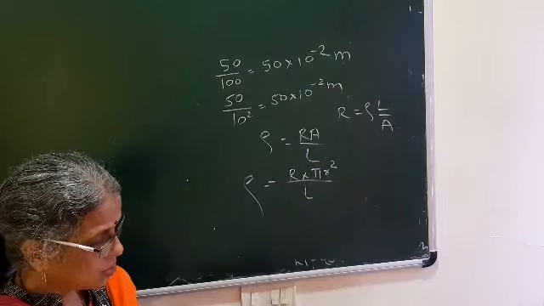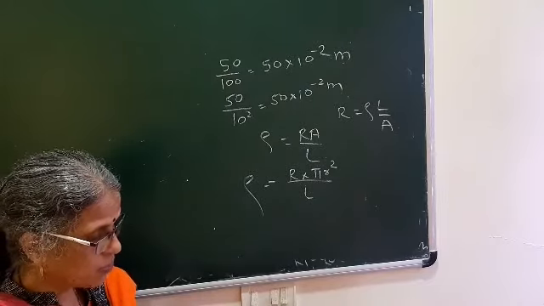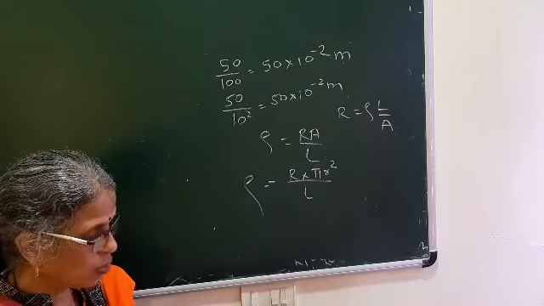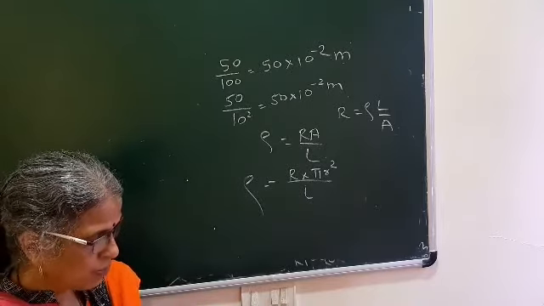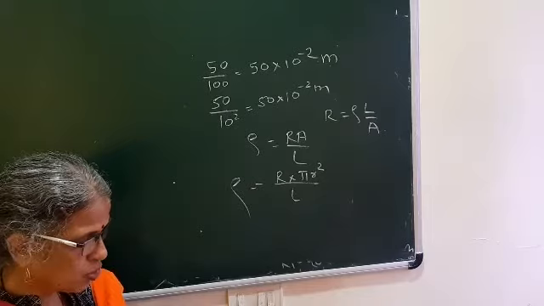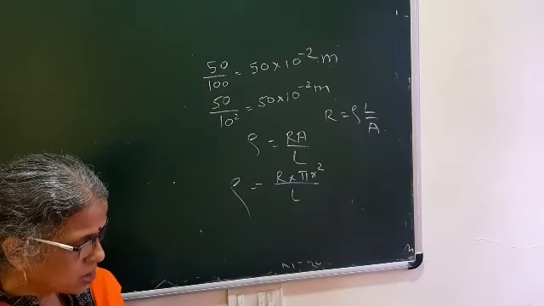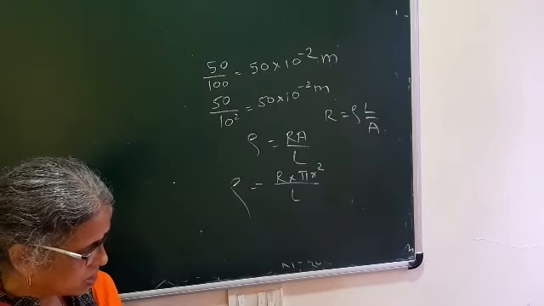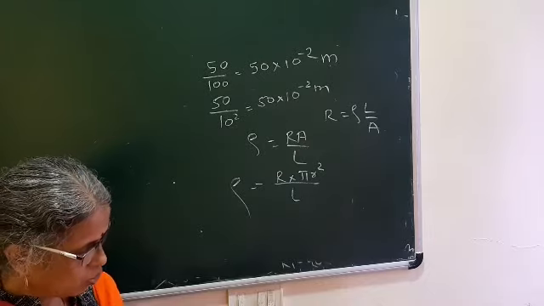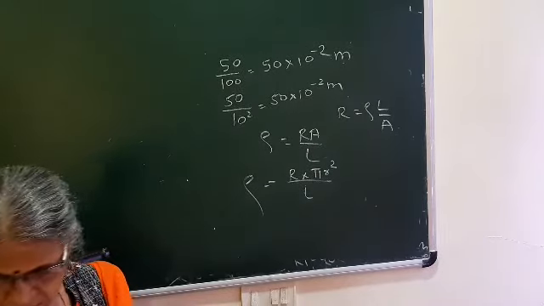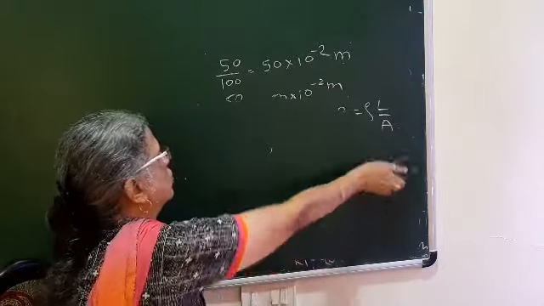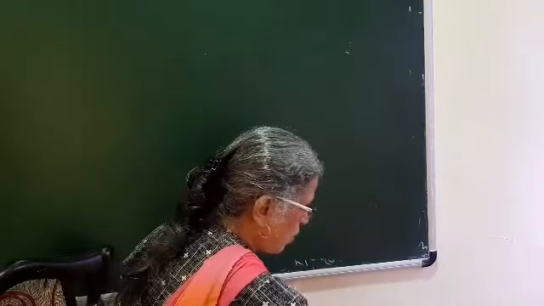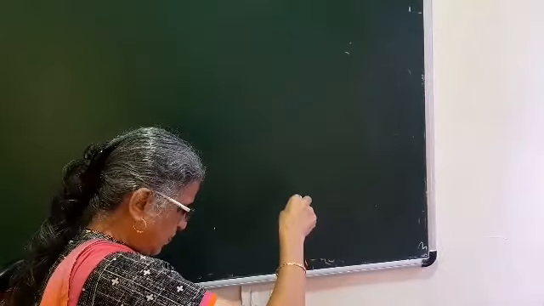Now 3 resistors having resistance 15 ohm, 3 ohm, and 4 ohm are connected in series. That means we are going to add up only: 15 plus 3 is 18, 18 plus 4 is 22 ohm will be the equivalent resistance in series. Then example number 2, two resistors having resistance 14 ohm and 16 ohm are connected in series. So their total resistance RS will be 14 plus 16, that is 30 ohms.